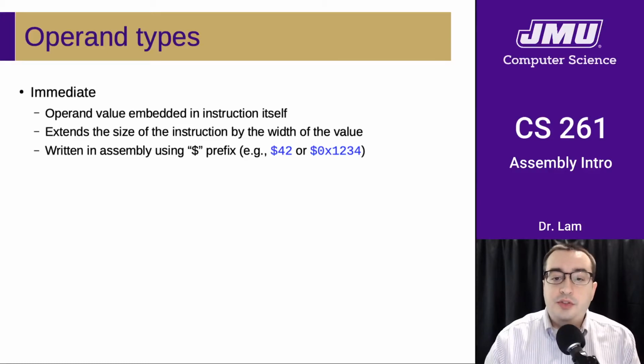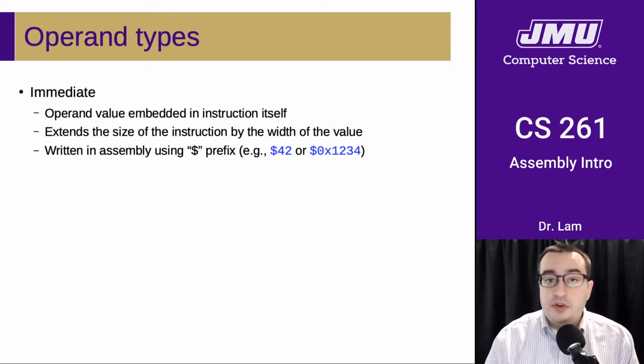Okay, so let's talk about the different kinds of operands first. There are three main kinds of operands. The first kind is an immediate operand. An immediate operand is a value that is just encoded in the instruction itself. And so you have to take the value and embed it in the instruction encoding, which increases the size of the instruction by the width of the value.